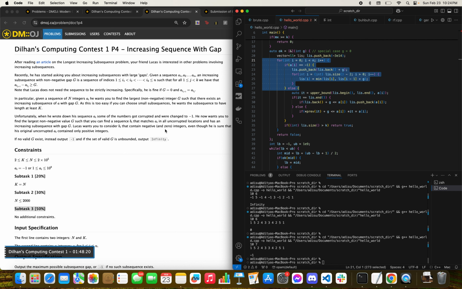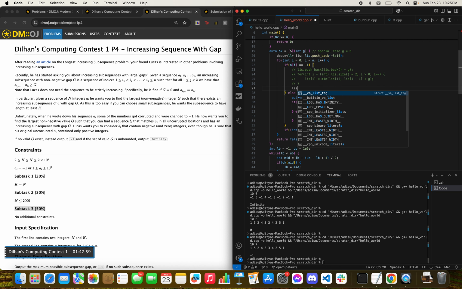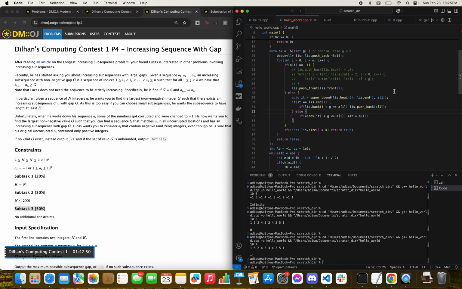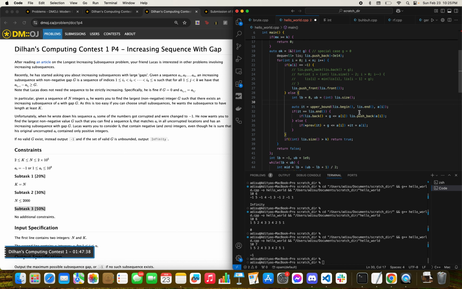Oh, it's just a deque. Oh my god. This is what a deque is. How silly of me. I should have figured that out. God, I'm so bad at competitive programming. Why didn't I figure this out? Okay, and now this is just a normal binary search, right? Int lb equals 0, ub equals int list.size minus 1. Or not even that, yeah.